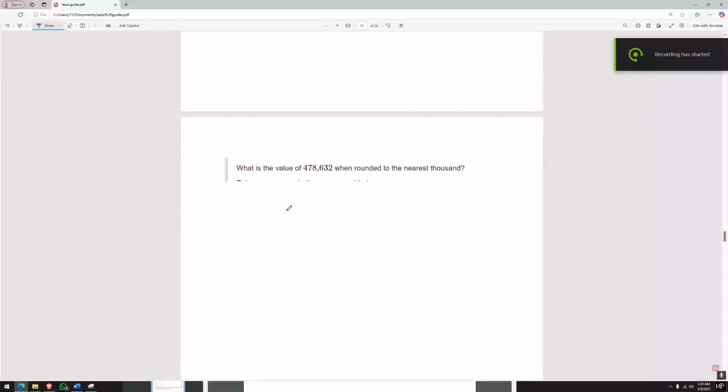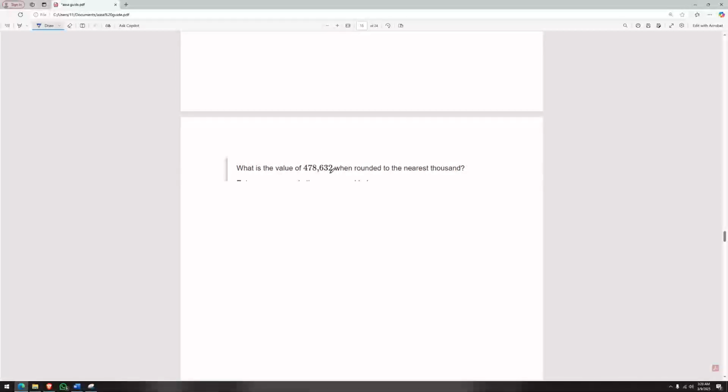Okay, this part is rounding. Redondear. Okay, we have to analyze the sentence. What is the value of this number when you round it to the nearest thousand? Okay, let's be clear. There are multiple numbers.